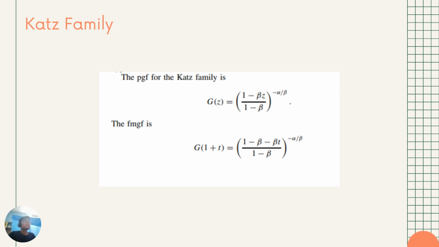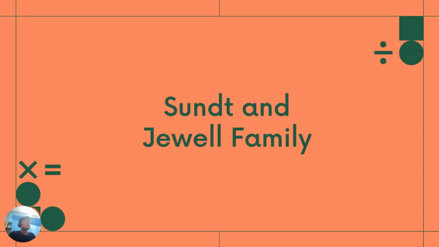So the PGF of the Katz family is given, and the MGF is also given. Next up is Sundt and Jewell's family.